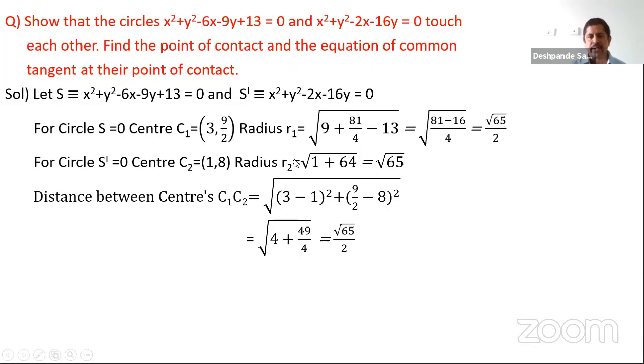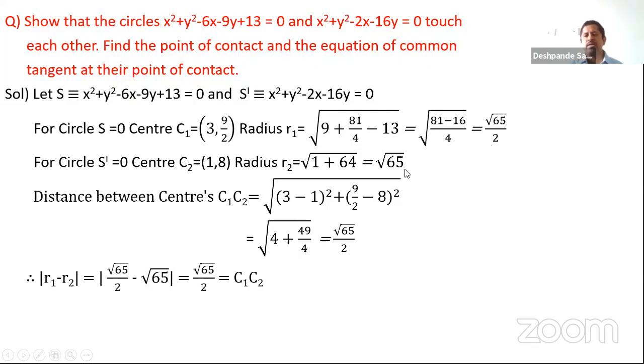So now you have your R1, R2 and C1C2. Now you have to check the difference. You have two options here. You can check R1 plus R2, which is root 65 by 2 plus root 65, so it is going to be 3 root 65 by 2. So definitely they are not touching externally. For that, we take R1 minus R2. You have to judge yourself whether to take R1 minus R2 or R1 plus R2. If it is not working out for R1 plus R2, you try R1 minus R2.